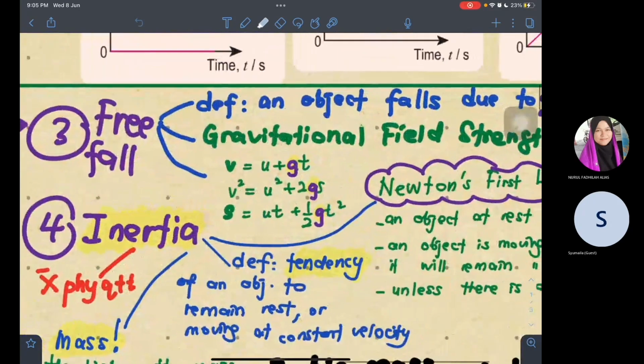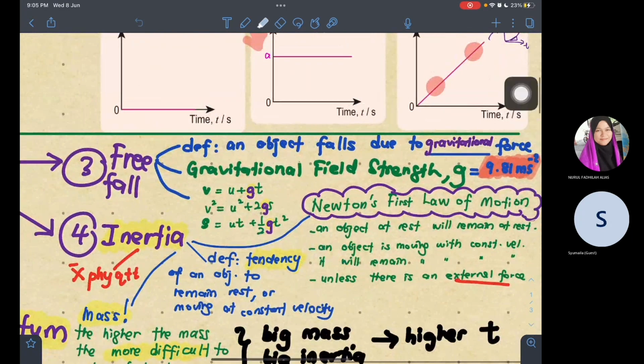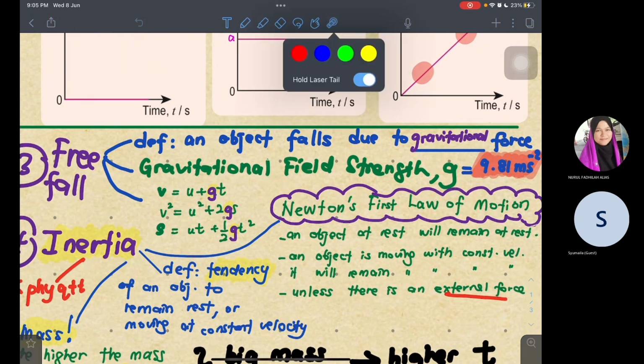Next, kita tengok tentang free fall. Free fall. What is free fall? Free fall adalah any object that falls due to gravitational force only. So this is the only reason why the object falls. Okay.